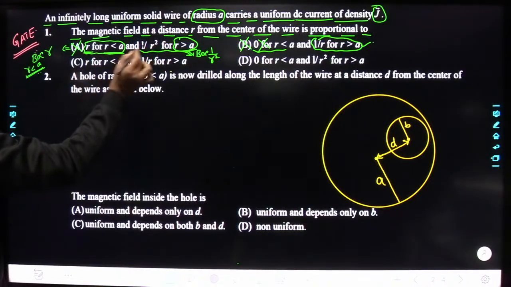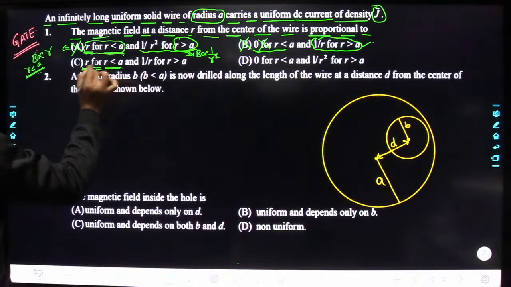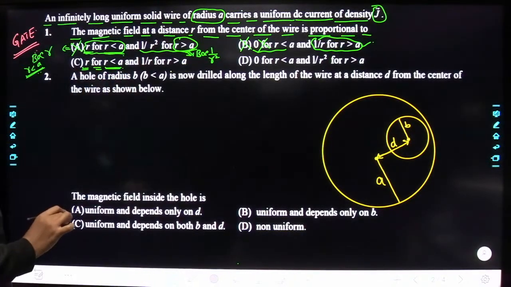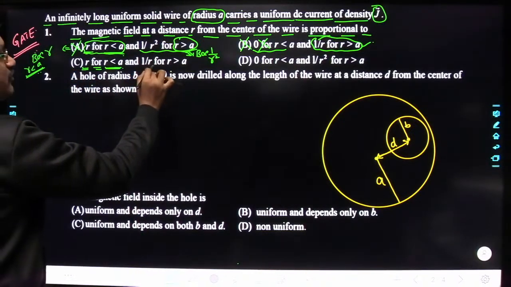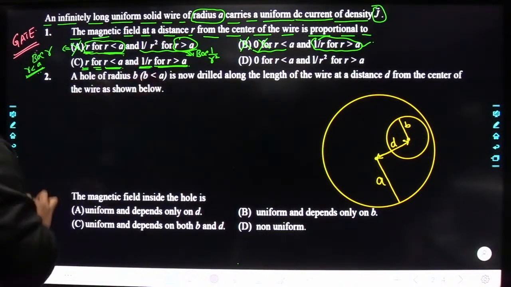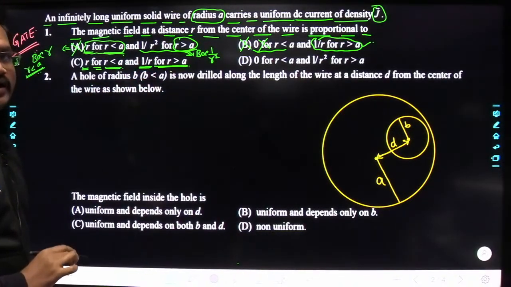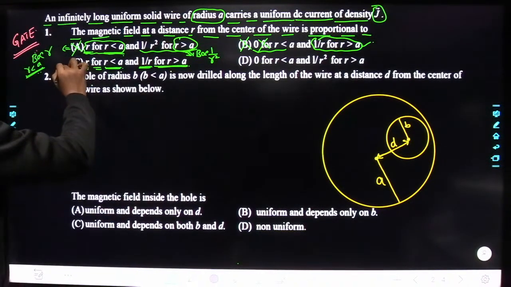Magnetic field is proportional to what? It is proportional to R for R less than A. So inside the wire, they have given that the magnetic field is proportional to R. Next, outside the wire, that is for R greater than A, they have given the magnetic field is proportional to 1 by R. Yes or no? And hence option C is what?